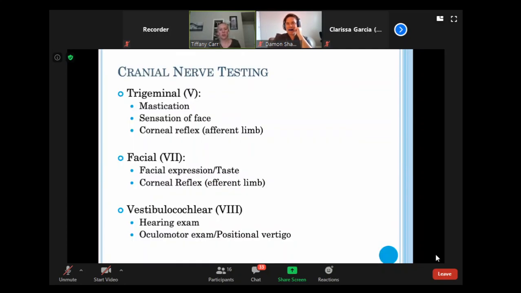So for cranial nerve testing, you'll want to know how to do a general idea of what all of these are. So the mastication, are they able to chew? Are they able to have sensation of their face? The corneal reflex, again, touching the eyeball and seeing if the facial nerve causes it to blink. So those 2 are kind of connected here. The facial expression and taste for the facial nerve, vestibulocochlear, you can do a basic hearing exam and the oculomotor exam for positional vertigo.